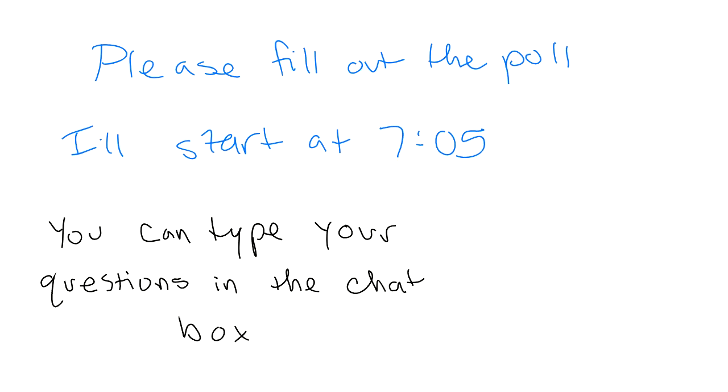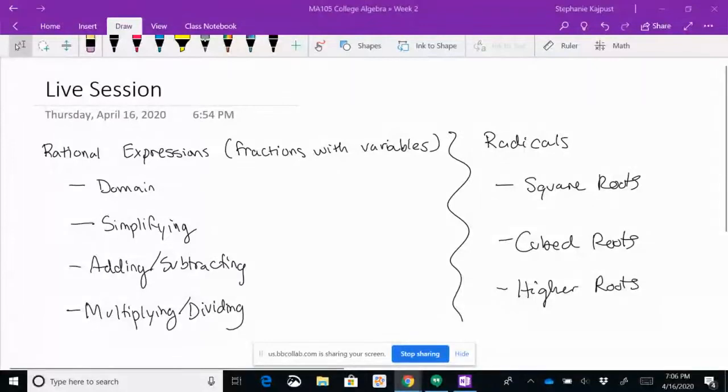Now there are several things that rational expressions cover. So I'm going to make another poll so you can choose what topic for rational expressions. Rolanda figured out the chat box. Awesome. So your choices are domain of rational expressions, simplified rational expressions. We can cover adding or subtracting, or multiplication and division.